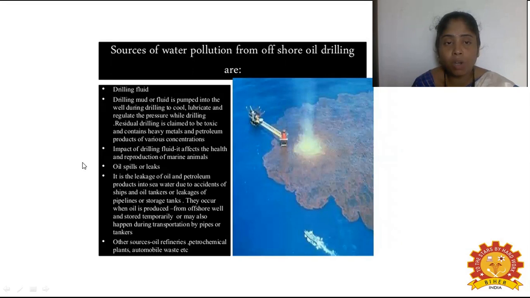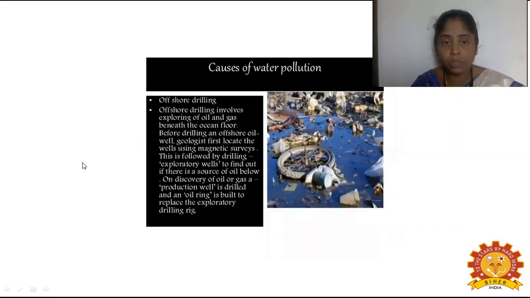Okay, so when we talk about water pollution, it involves the exploration of your oils and gases, and whatever water is exerted from domestic or industrial waste. Those are also said to be causative agents of water pollution, the water pollutants. This is followed by drilling to find out if there is a source of oil below. On the discovery of oil or gas, it is drilled, and an oil rig can replace the exploratory drilling rig.